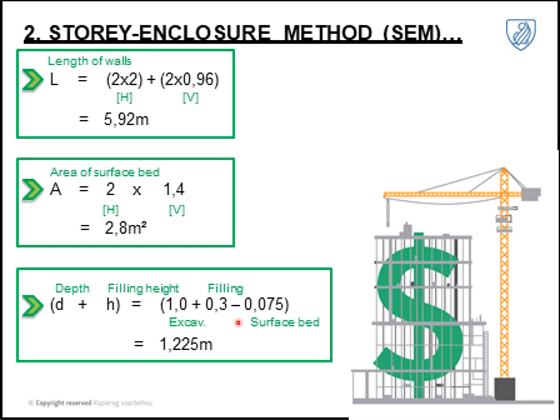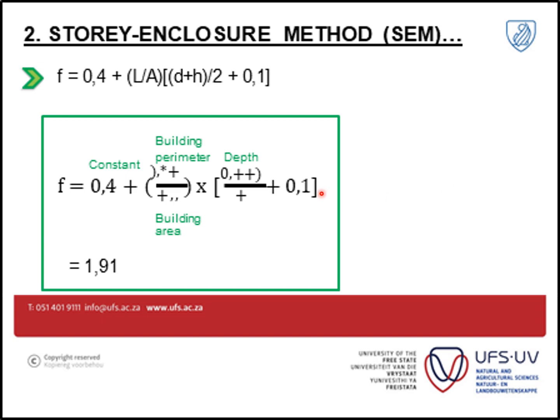So here, if you've got this filling calculated, you continue to just populate your formula to get to your factor. So it's a 0.4 plus the previous building area and the depth plus 0.5, so you get a factor of 1.91. So you can see, because this is quite a small building, the surface bed factor has a big influence on the cost of your building.